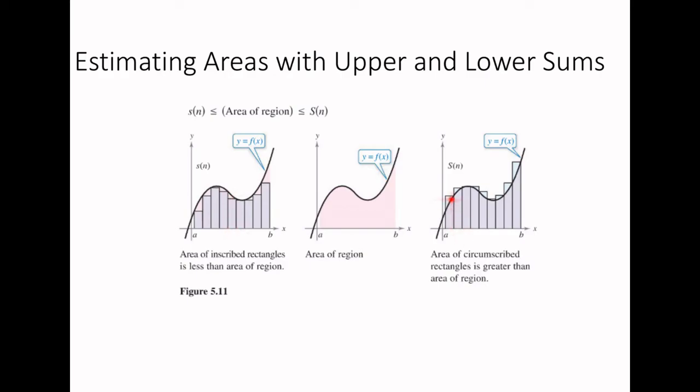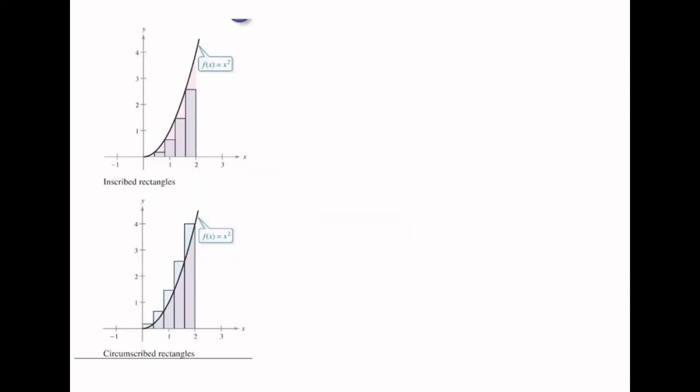Here, we're using a similar process, but the y values cause these rectangles to all be above. So this is called a lower sum. This is called an upper sum. The notation for a lower sum is little s of n, or sometimes you see this as a subscript, little s sub n. And then the notation for an upper sum, which is where all the rectangles lie above the curve, is capital S sub n or capital S of n.